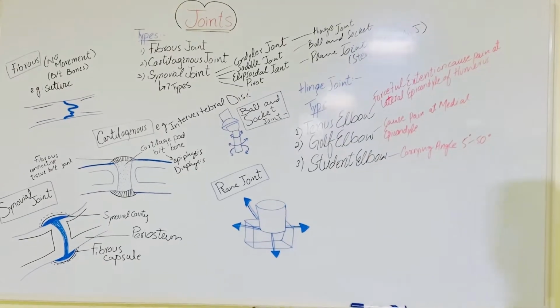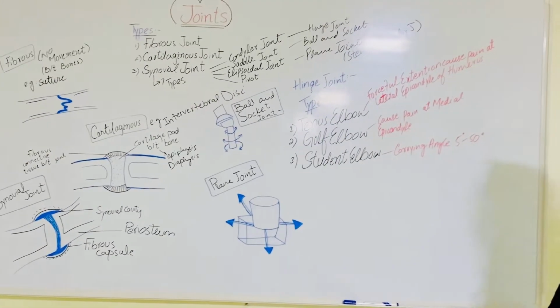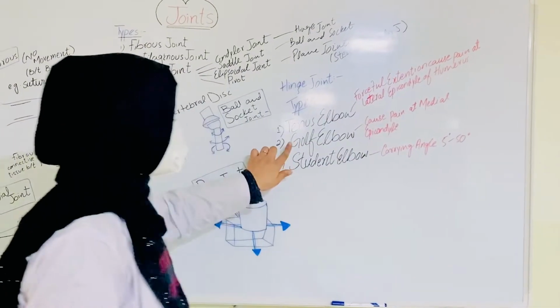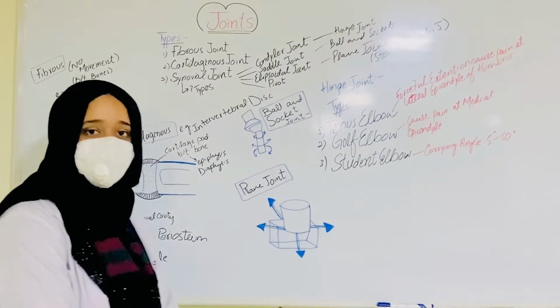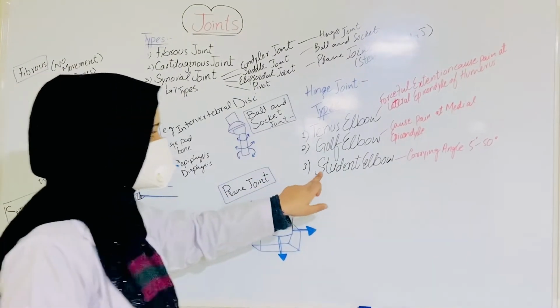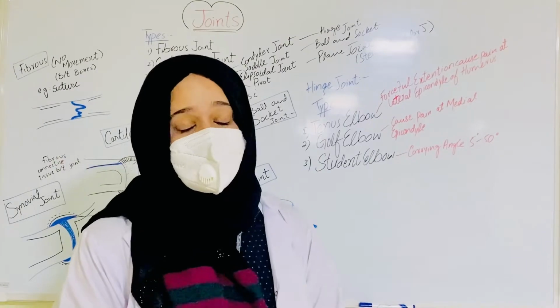First one is the tennis elbow. Forceful extension causes pain at the lateral epicondyle of the humerus. Now the second one is the golf elbow. It causes pain at the medial epicondyle of the humerus. And the last type of the hinge joint is the student elbow, with a carrying angle of 5 to 50 degrees.